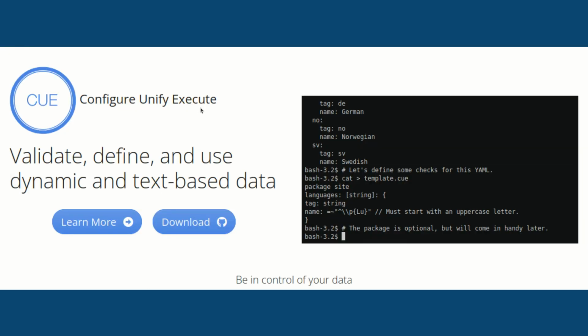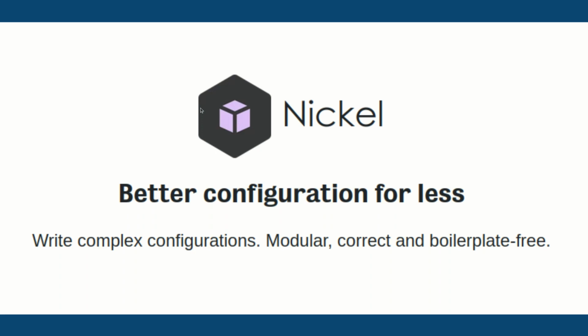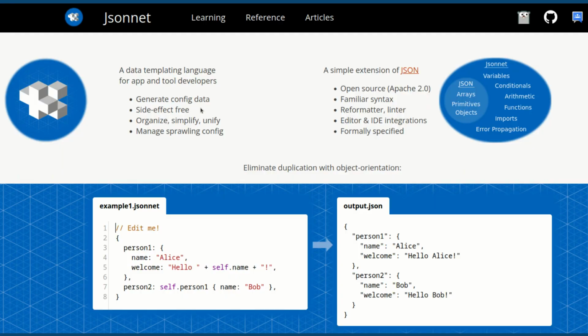Another one is CUE: configure, unify, execute, validate, define, and use dynamic and text-based data. It's pretty similar. It's not so type-heavy, Haskell-inspired, but it's in the same place. Nickel, a configuration language for Nix, also typed, has the same objectives: write complex configuration, modular, correct, and boilerplate free. And from Google, I think, Jsonnet, which is side-effect free, generates configuration data, organize, simplify, unify, and it has variables, conditionals, arithmetic, functions, imports, and error propagation, which is pretty close to a programming language, but the output is a configuration file.